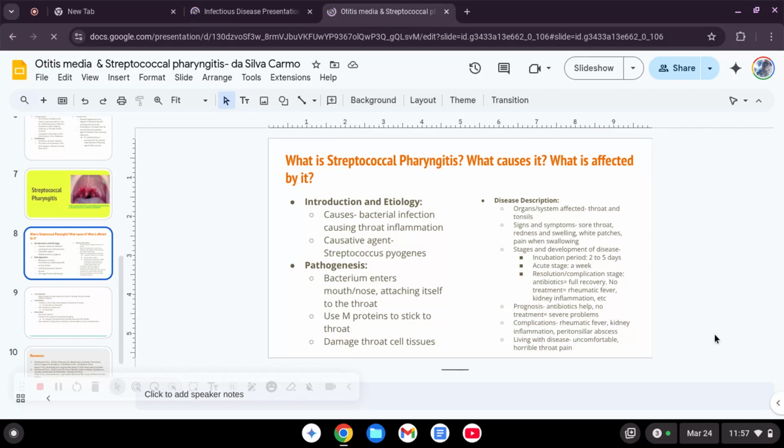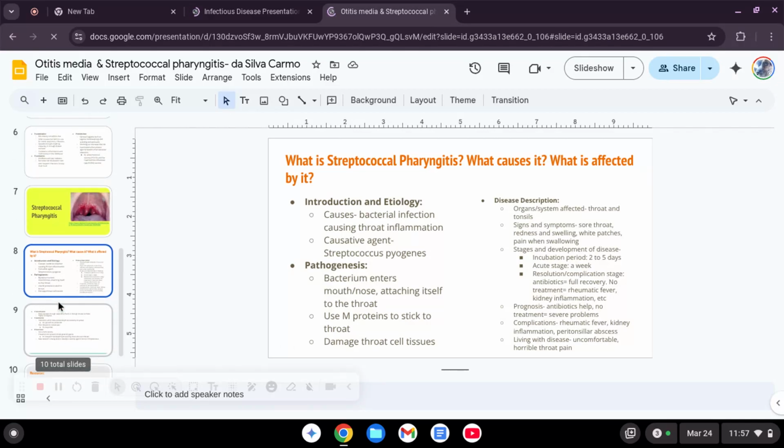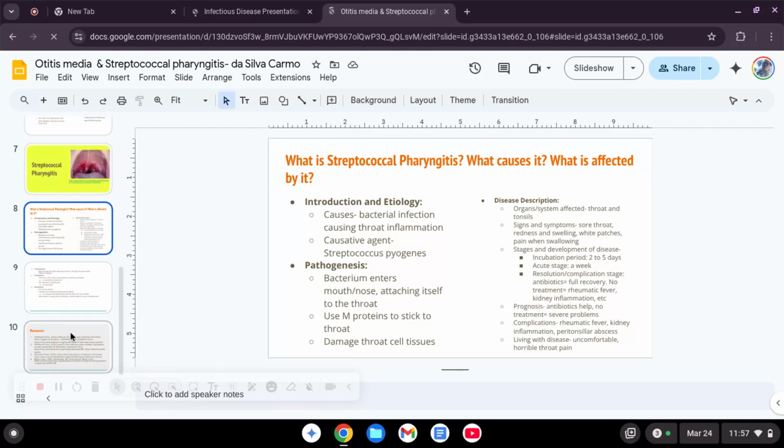And resolution and complications: if you take your antibiotics, you'll have a full recovery with little to no treatment. You can have very severe complications such as kidney inflammation, rheumatic fever, and so on. People who are living with these conditions find it very uncomfortable in the throat. It's horrible throat pain, especially when talking with strep throat.